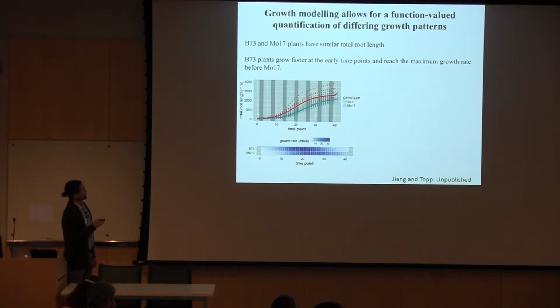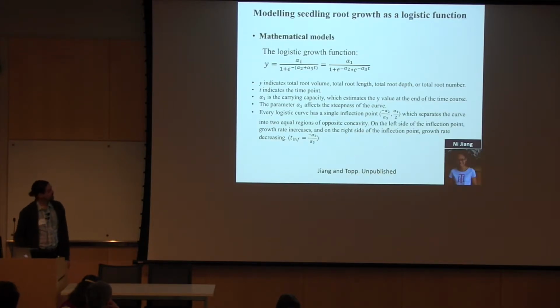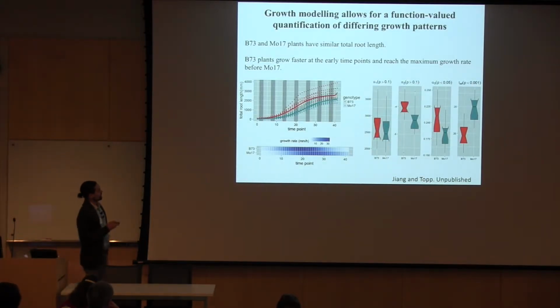Again, this is total root length, B73 and Missouri 17. At the final time point, after about a week of growth, B73 has more total root length, but it's pretty similar, okay? And this value is captured by one of the parameters, the carrying capacity, alpha 1. And so we can see that, here, alpha 1 is a little bit bigger for B73, but not statistically different.